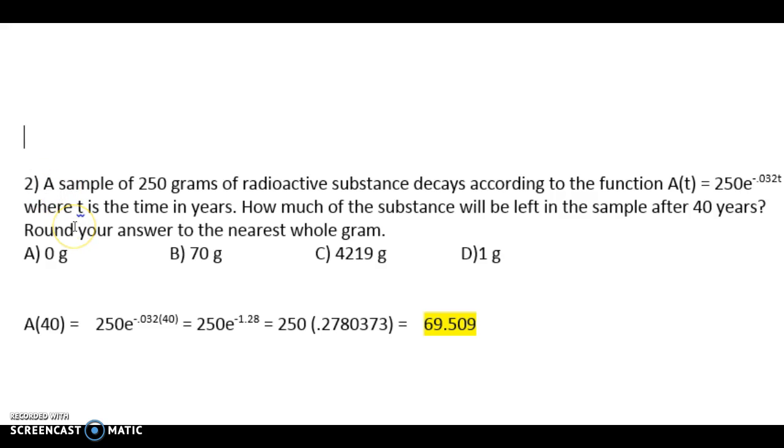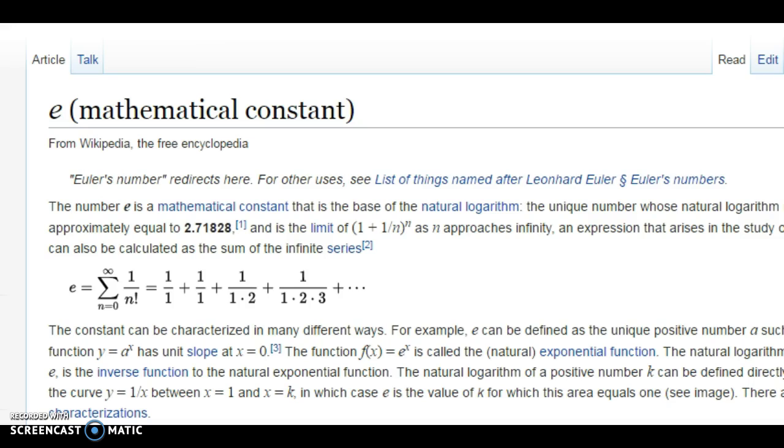For number 2, we're looking at a radioactive substance that's decaying. And we have a formula here for the amount of the substance that's left after a given amount of time has passed. And the time will be measured in years. And so to use this formula, we're going to need to use the number e. So whenever you see an e in mathematics, it stands for a specific number. And we have to use a letter to stand for that number, because the decimal never ends. It's an infinite decimal that goes on and on and on forever.